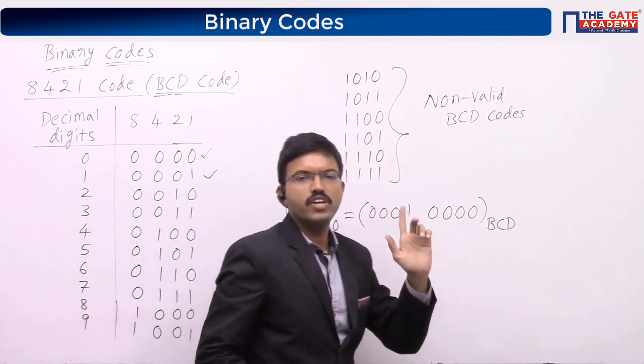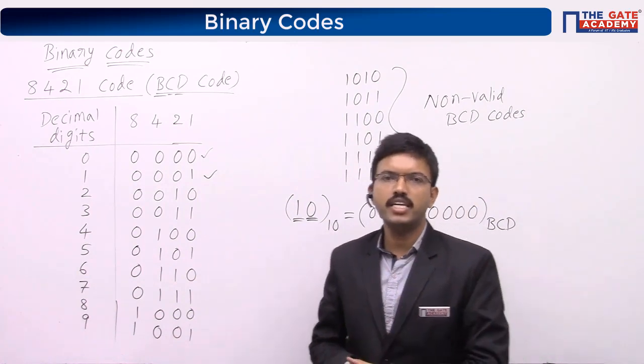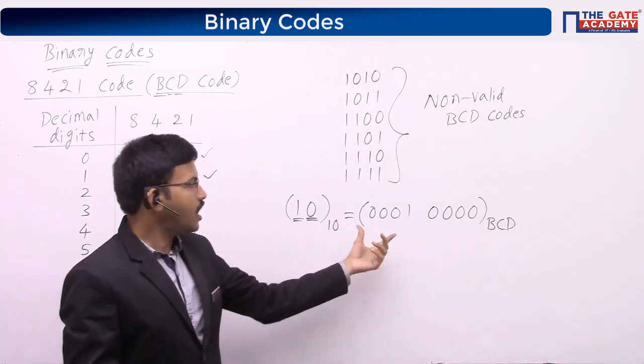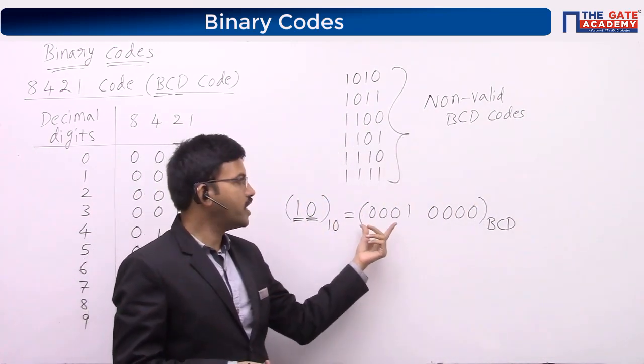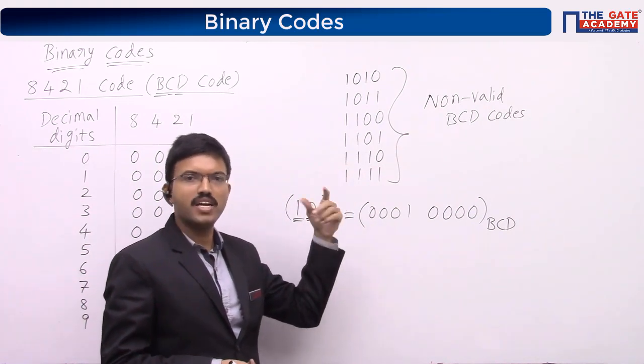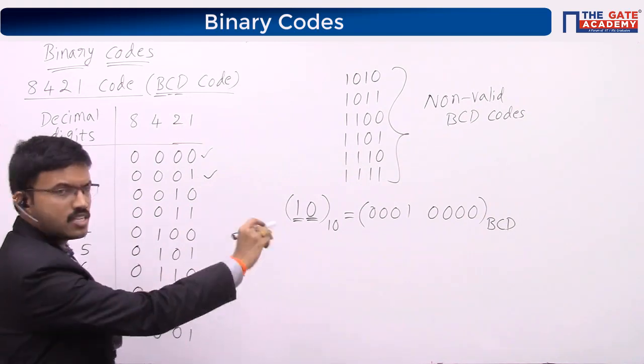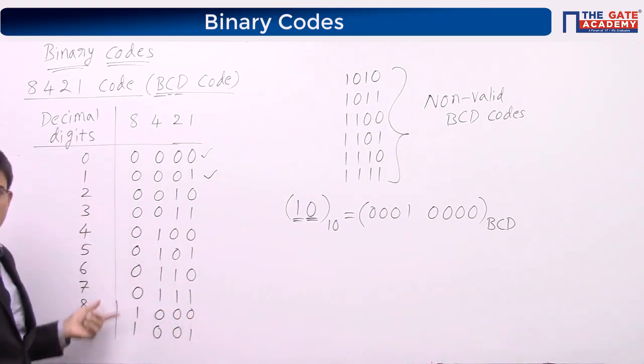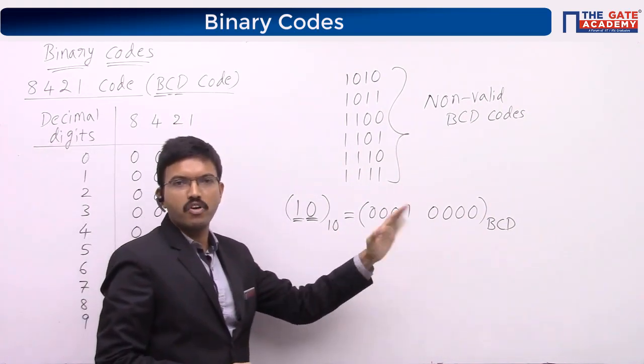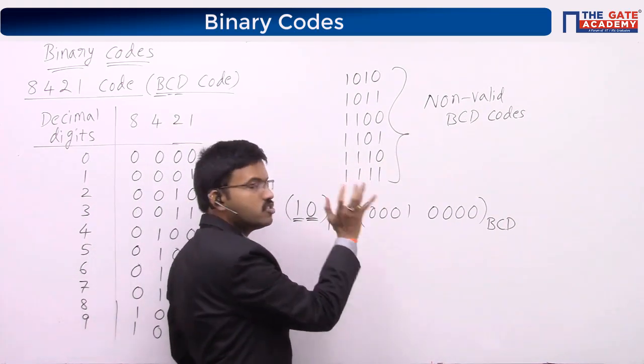Whenever we have done hexadecimal to binary conversion, there on the leftmost side, if we are getting zeros, I can remove them because there I have mentioned those zeros are insignificant. But whereas in BCD code, for representing each decimal digit, we require 4 bits. So in this case, we should not remove these 3 zeros.